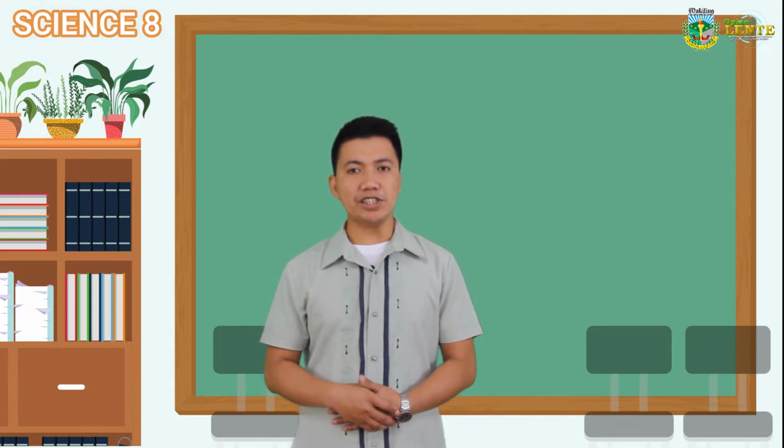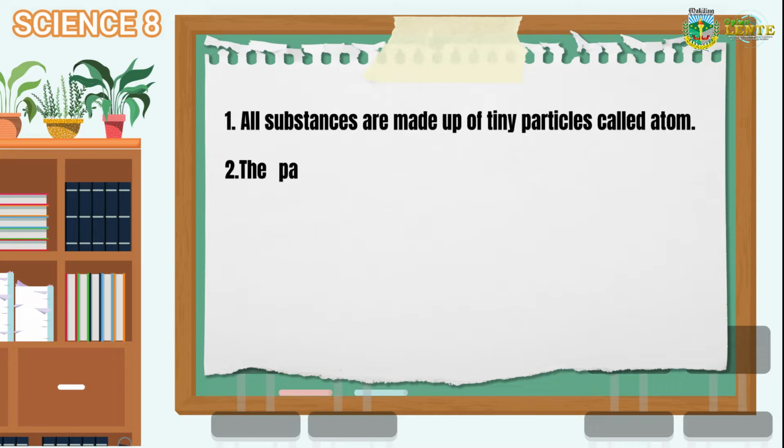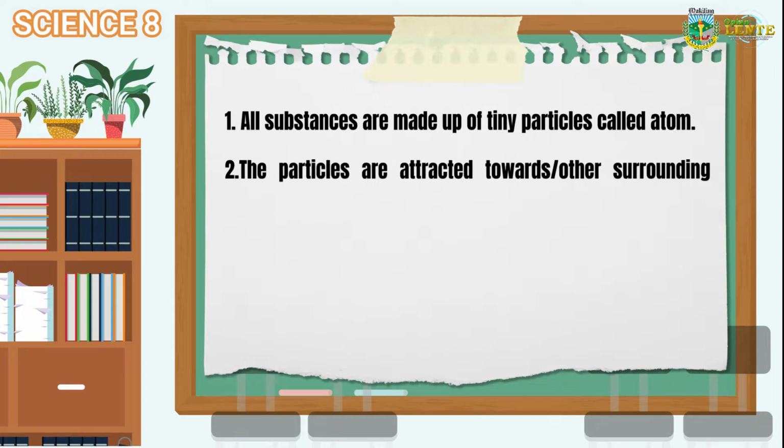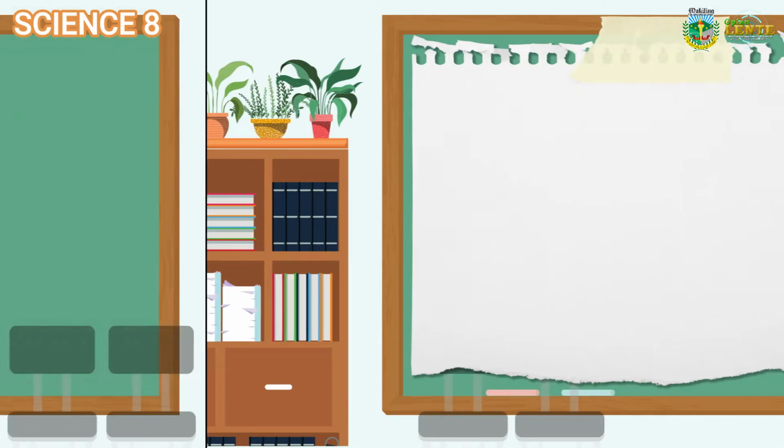The following are the particle model according to the scientists. Number 1, all substances are made up of tiny particles called atoms. 2, the particles are attracted towards other surrounding particles. Number 3, the particles are always moving. And number 4, the hotter the substance, the faster the particles move.